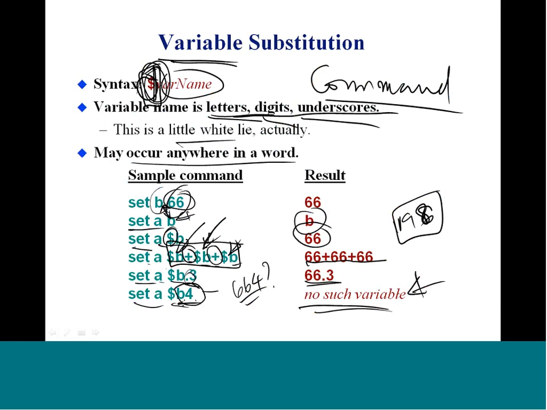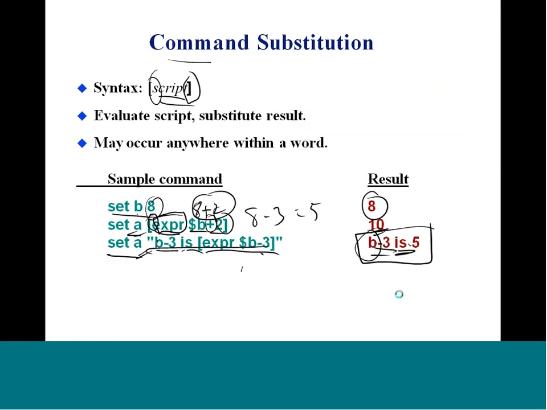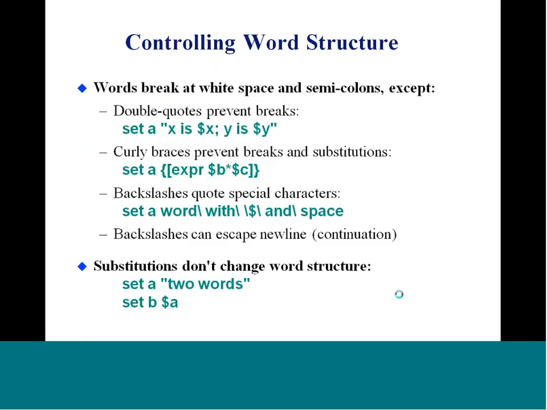The variable substitution is using dollar as the marker for the variable. Wherever you find dollar and a variable name, it gets substituted with the real value. The commands themselves are identified with the square brackets essentially. So it substitutes these actual scripts whenever it finds a square bracket and then evaluates that result.